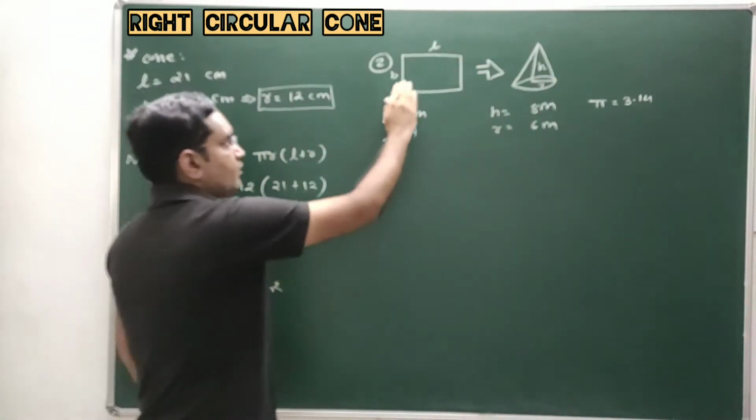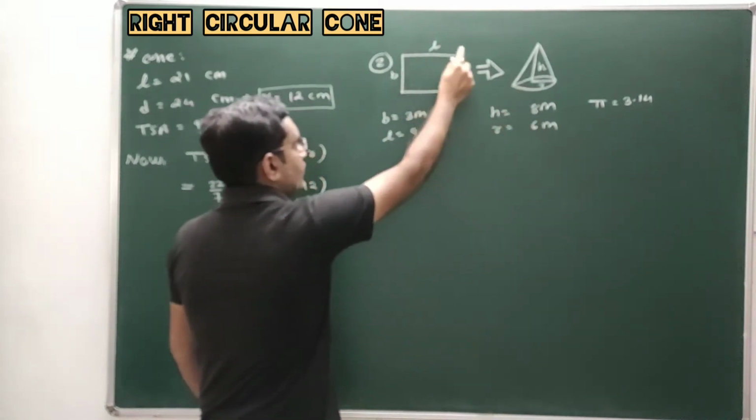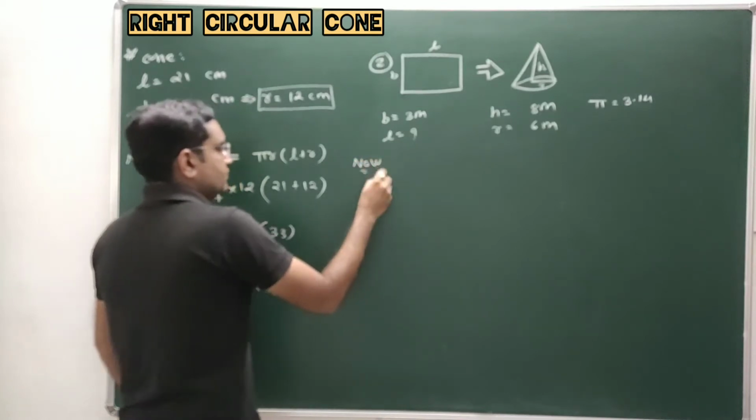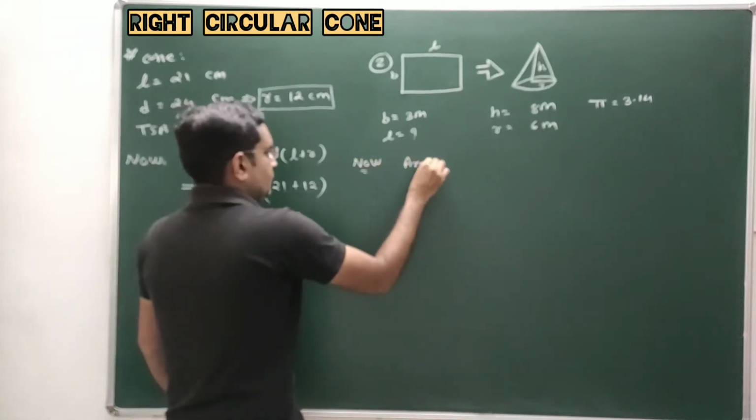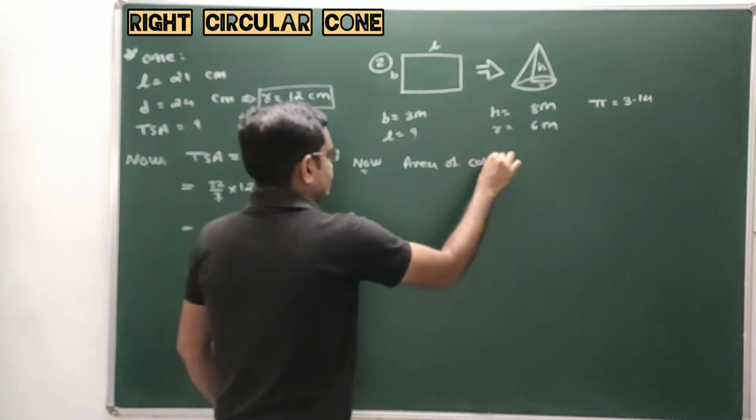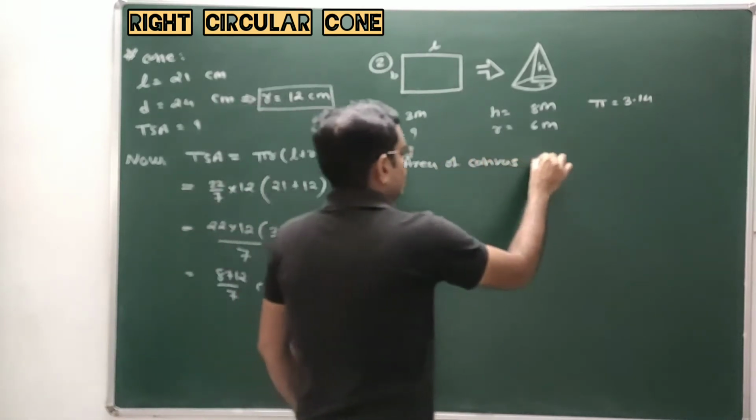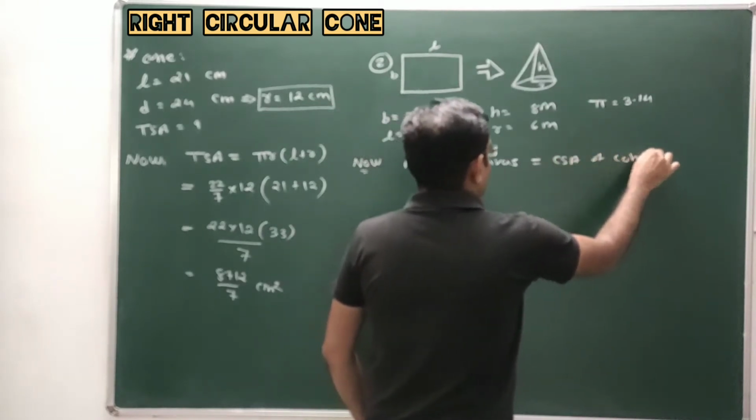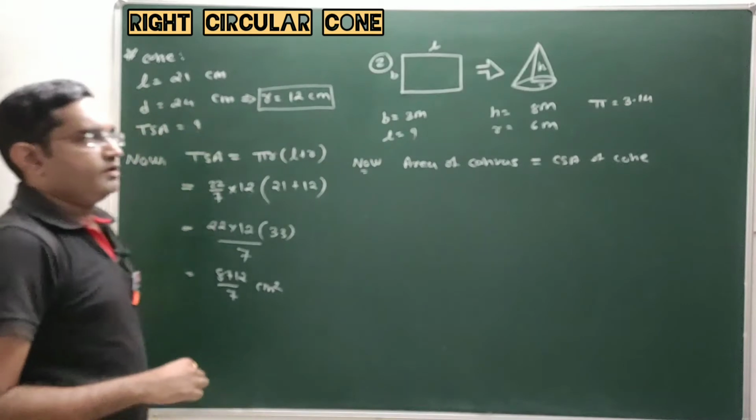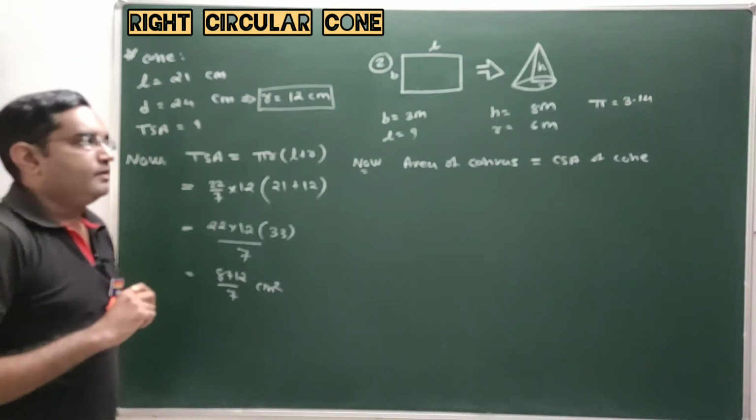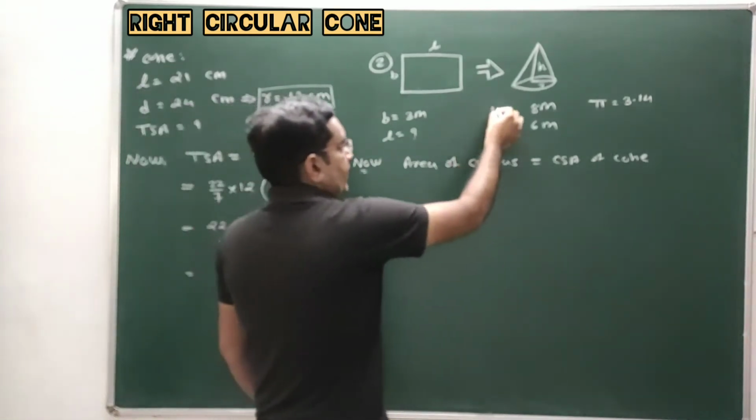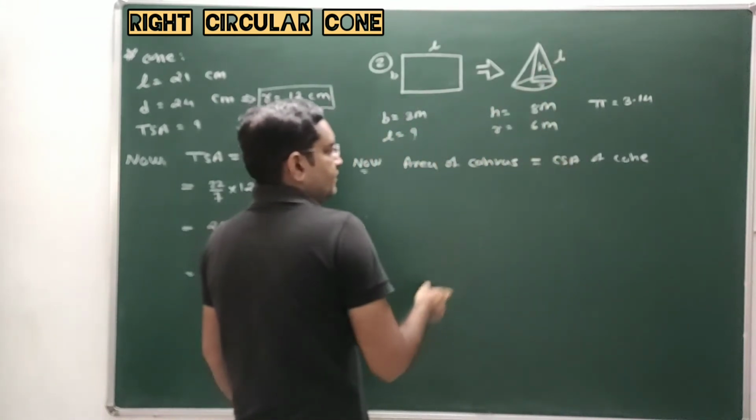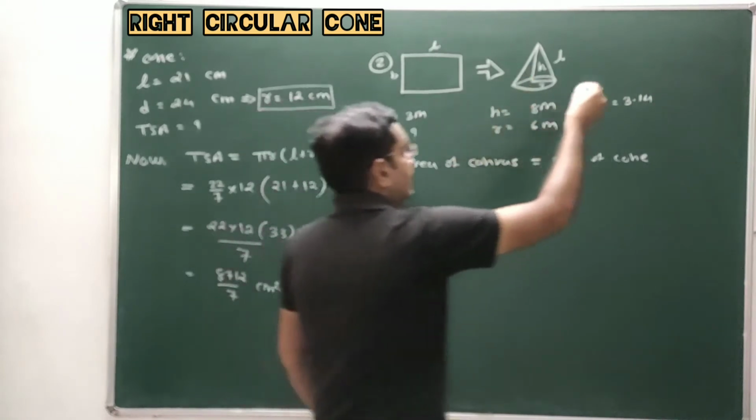Now we can compare the curved surface area of this cone with the total area of this canvas. So we can say that area of canvas is equal to curved surface area of cone. For the formula of curved surface area we know that it's pi r l, and here h and r are given, but the value of the slant height is not given. So before starting the solution we have to find the value of this slant height l.